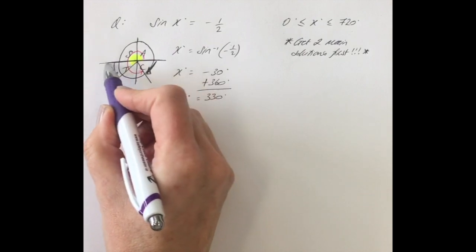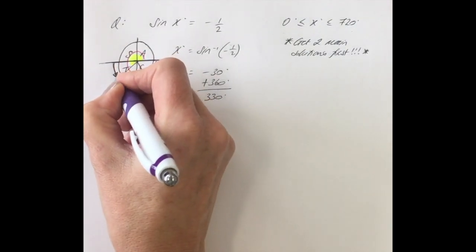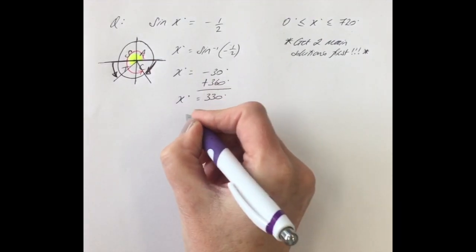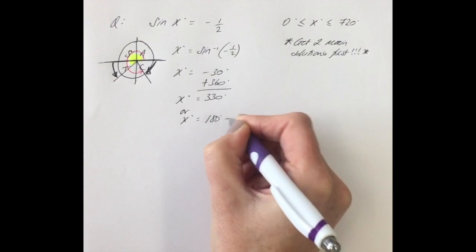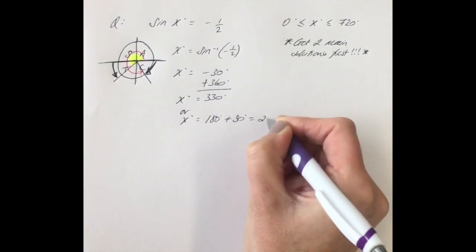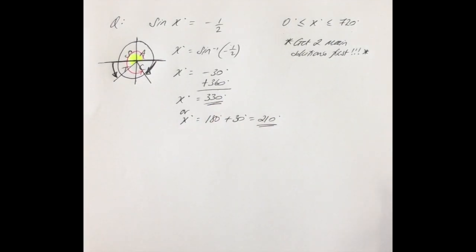Obviously the halfway mark, or the straight angle, is 180, and we know this spacing is 30 degrees, which means your other solution is going to be 180 plus 30 degrees, which is 210. Now let's just check those answers.